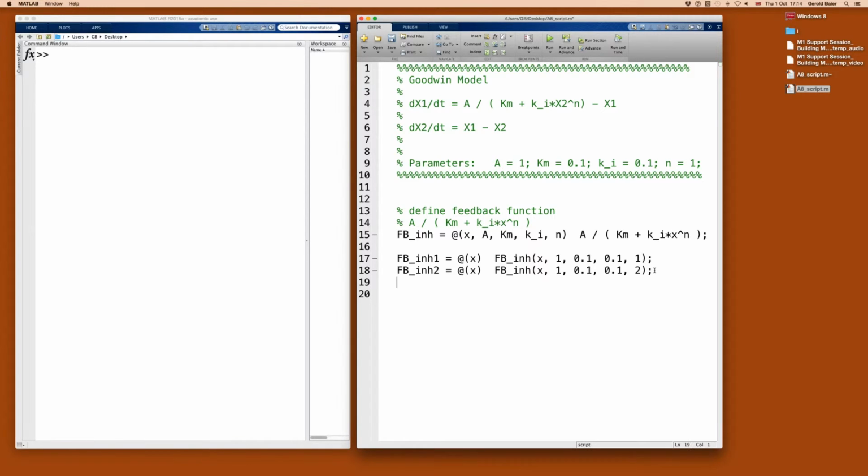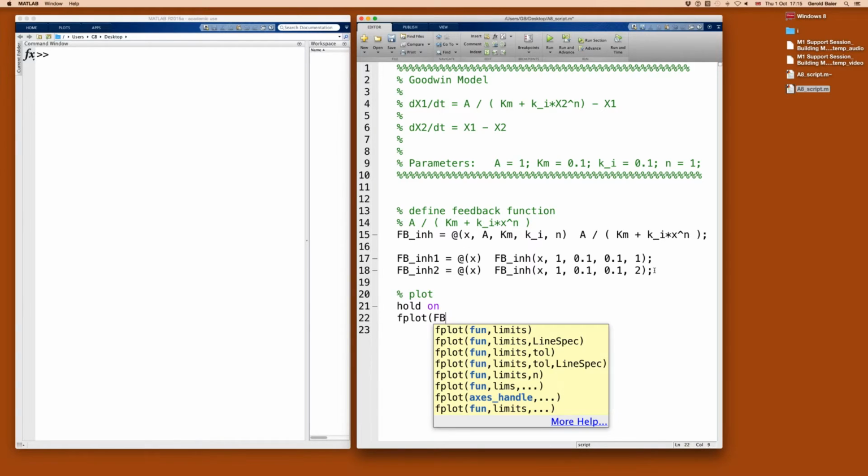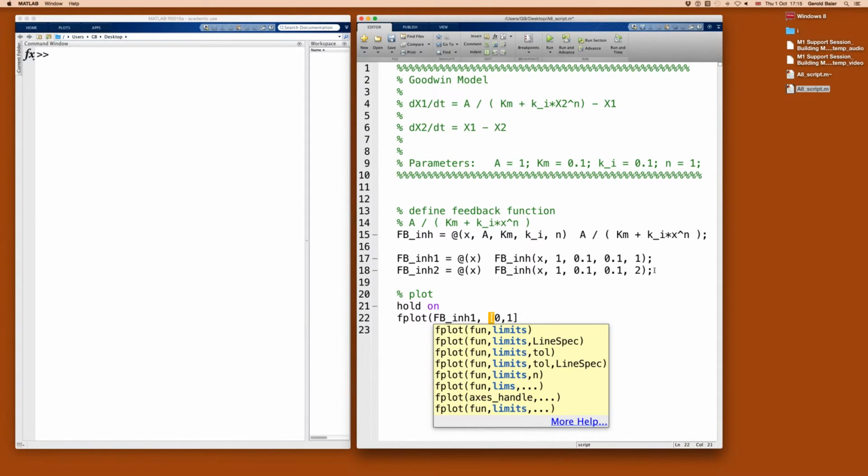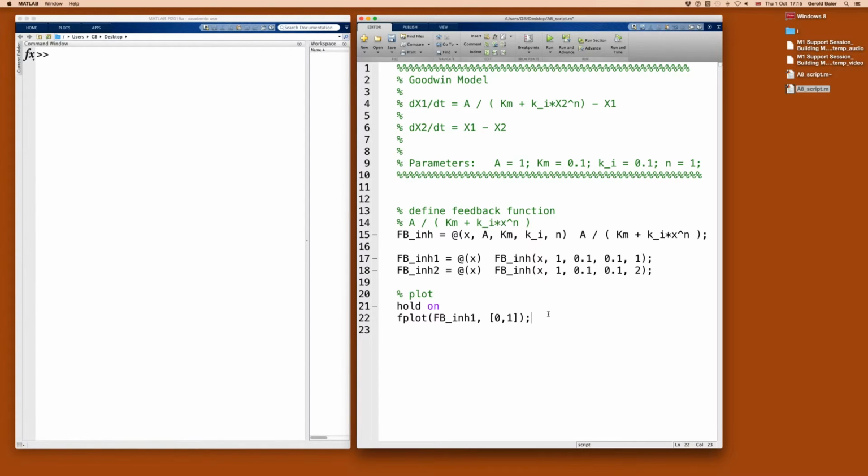Should we see if it works? So let's plot. We need to do hold on, as we're going to plot both in the same graph. We can use fplot with feedback inhibition 1, and give it some boundaries, 0 to 1, say. And the same again: copy, paste for feedback inhibition 2. Of course, we need to give it a different color, otherwise we won't be able to tell them apart.